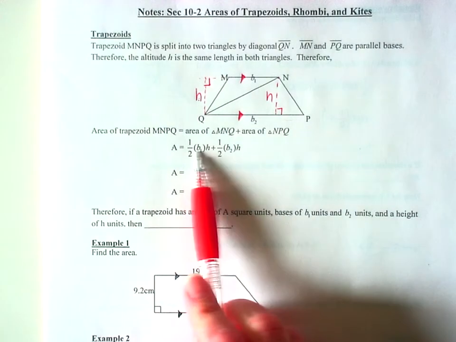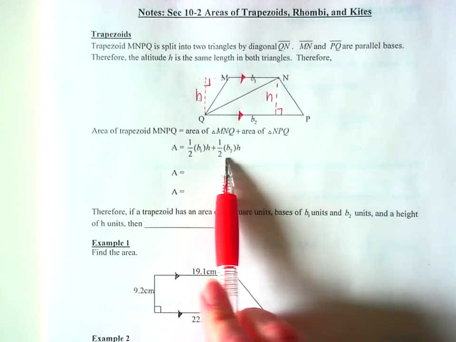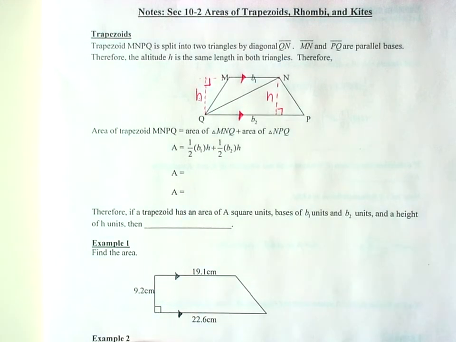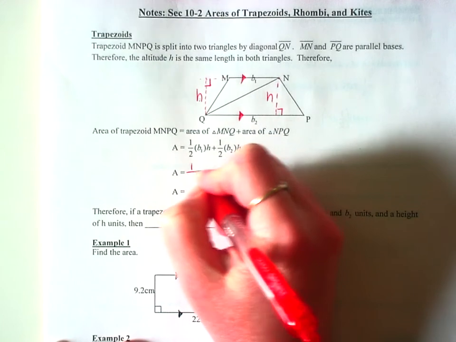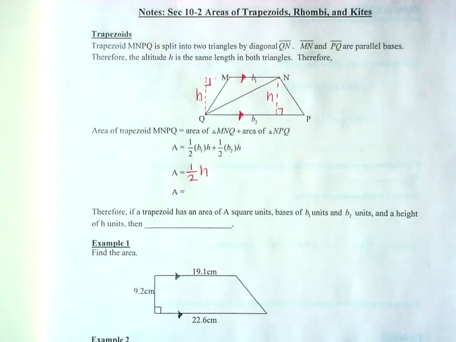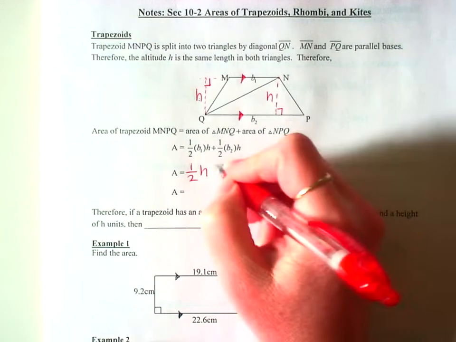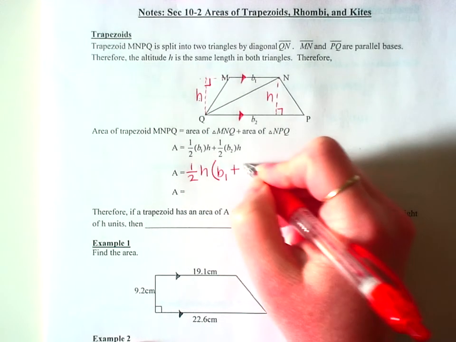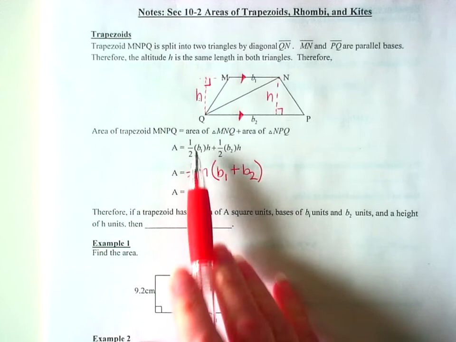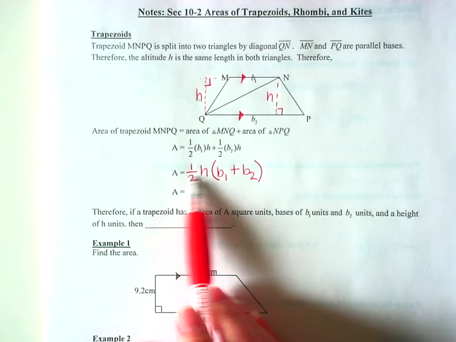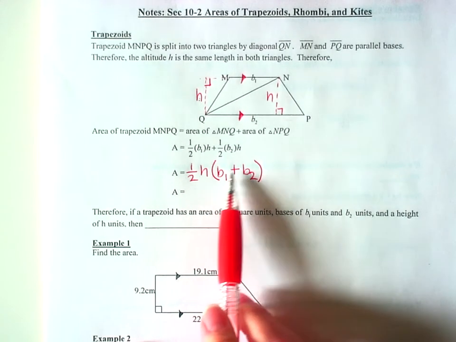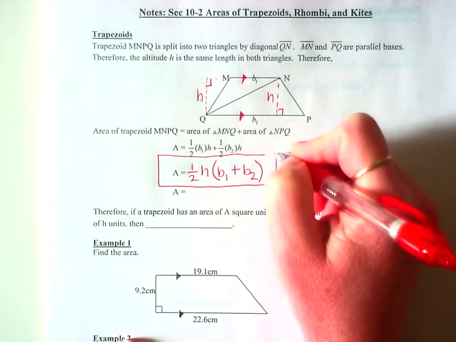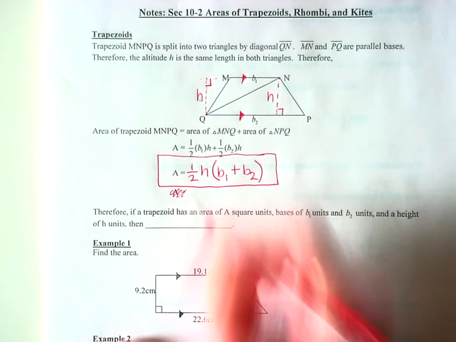So what I'm noticing is that these two terms have a greatest common factor. The greatest common factor is 1/2 H. So I'm going to factor out 1/2 H. When I do that, I'm left with B1 plus B2. So both of these terms had 1/2 H, so I factored that out. I was left with B1 plus B2. This is our formula for any trapezoid. We don't need to do anything else there.